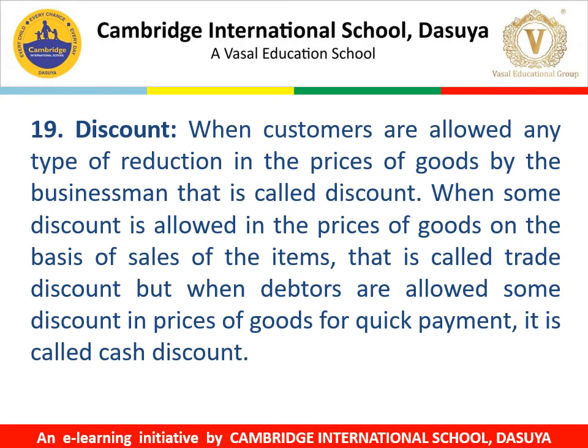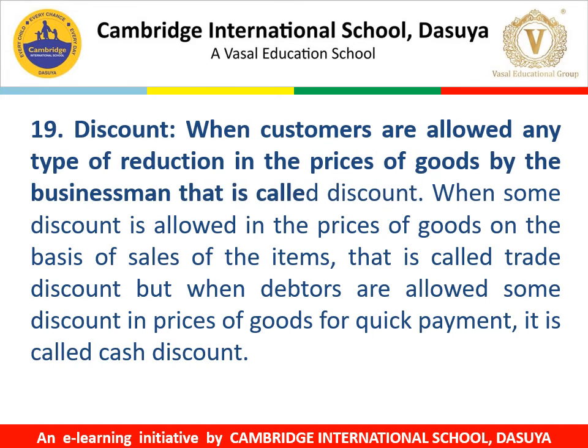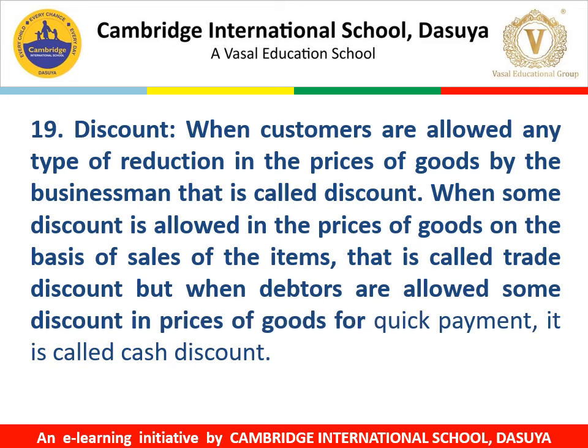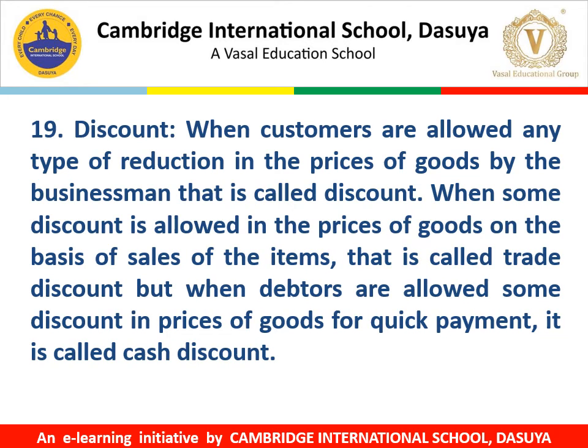Next term is discount. When customers are allowed any type of reduction in the prices of goods by the businessman, that is called discount. When some discount is allowed in the prices of goods on the basis of sales of the items, that is called trade discount. But when debtors are allowed some discount in prices of the goods for quick payment, it is called cash discount.